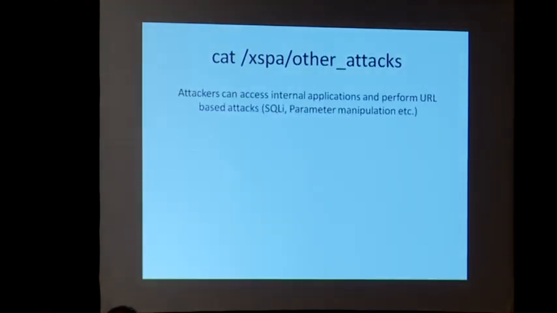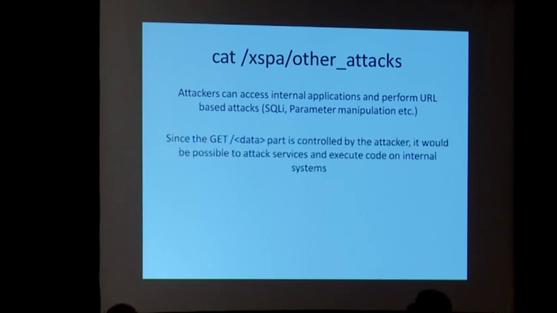Right, so what can you do? Because you have the ability to send GET requests to internal web applications. Imagine there are a bunch of applications out there which people host on internal networks, which are vulnerable to URL-based attacks like SQL injection or parameter manipulation. There are a bunch of places where you have URL-based LFIs and RFIs possible. So you can attack all those internal applications once you've done fingerprinting on the web app using XSPA. Also, we control the GET data part when you're trying to send a request.